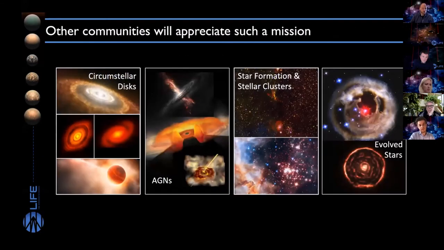This was the key part for the exoplanet part of life, but there are also other communities and other science questions you can address with such a mission. And I think this is important to keep in mind. I would imagine that most of you are really interested in exoplanet science, but let's keep in mind that other communities study circumstellar disks or AGNs or star clusters, star formation and evolved stars. So everything that is basically dusty, where mid-infrared is really key and where spatial resolution is really key, they will certainly be interested in such a mission. However, until now, our activities have really focused on the exoplanets, not so much yet on these other science topics.